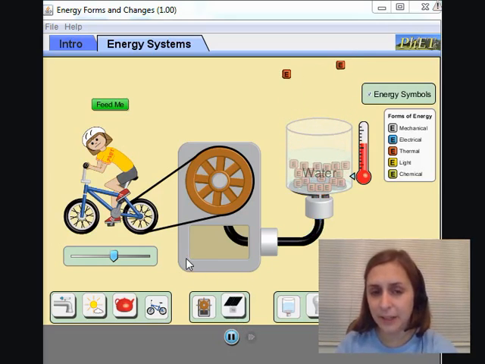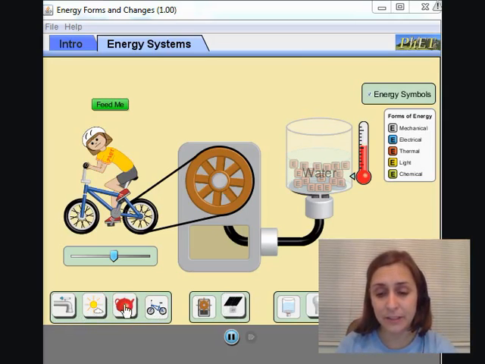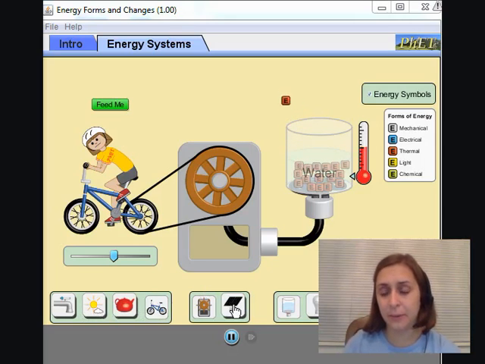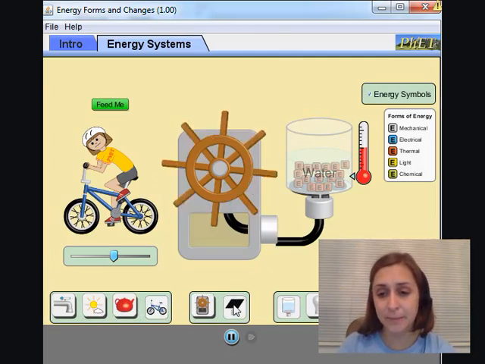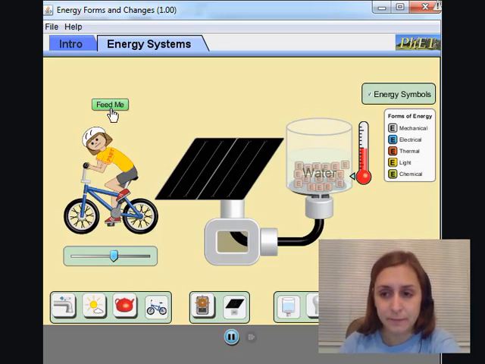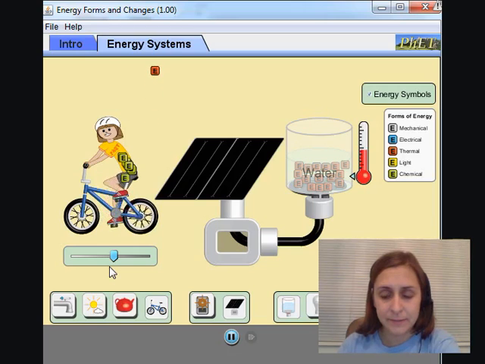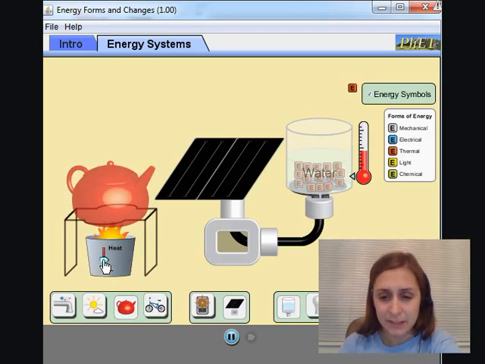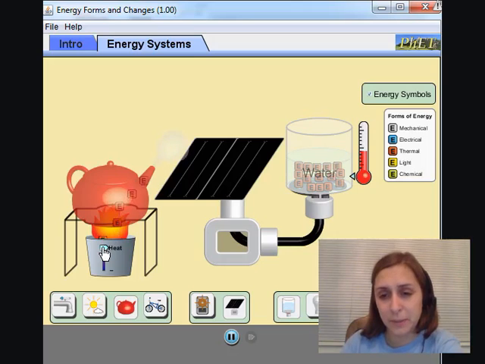Next, let's check out the other electricity generating device that we have. So we tried all 4 input energy sources with the turbine. Now let's see how they work with the other electricity generating item, which is a solar panel. Bicyclist is pedaling away. It's having no effect on the solar panel. How about our tea kettle? It gives off heat. Will heat work on the solar panel?